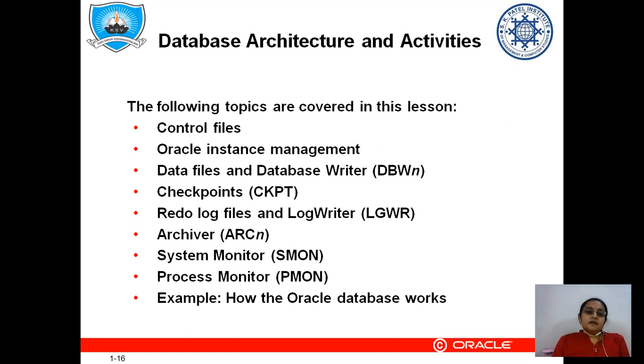Now let's see how things happen. Control files we have seen, and Oracle instance management; these all are the activities which can be performed by the database system. Data files and database writer, checkpoints, redo log writer, archive writer, SMON, PMON. So this is how Oracle is working with all these components. Oracle activities are based on all these background processes, and the main components are the control file, the Oracle instance, the data file and the background processes mentioned in this slide.